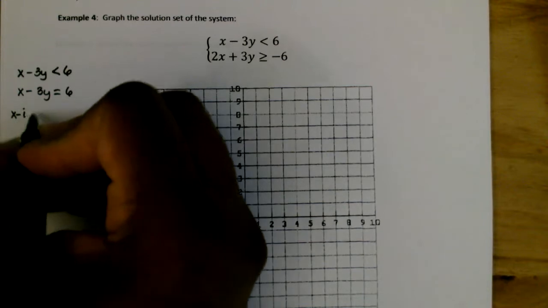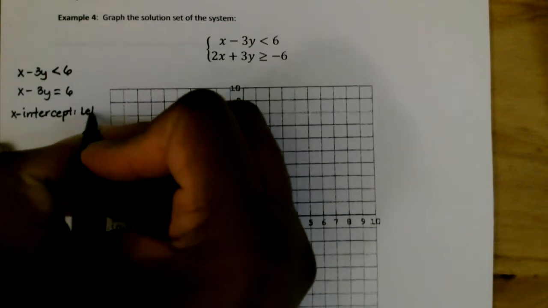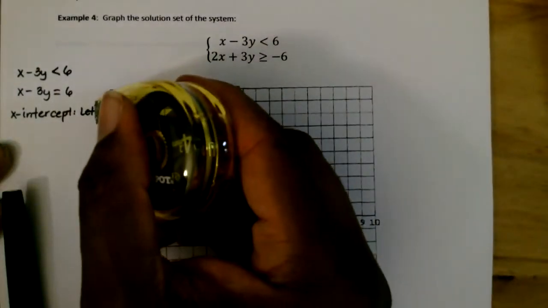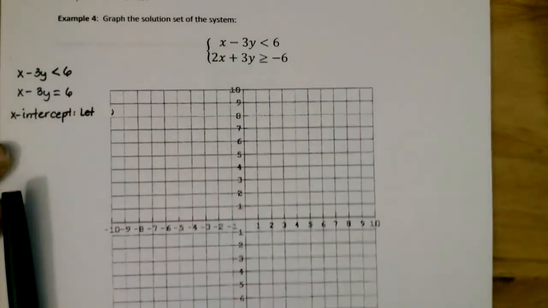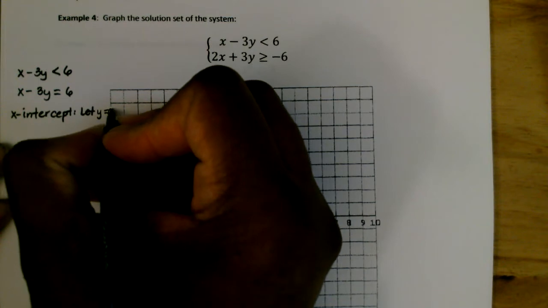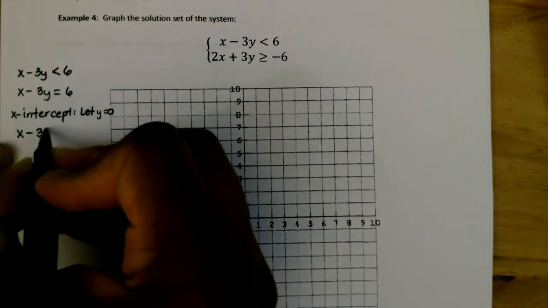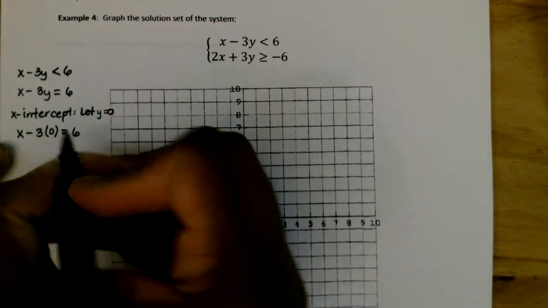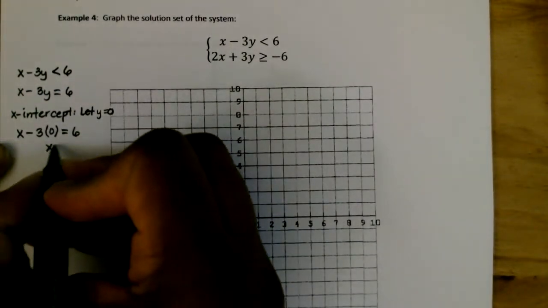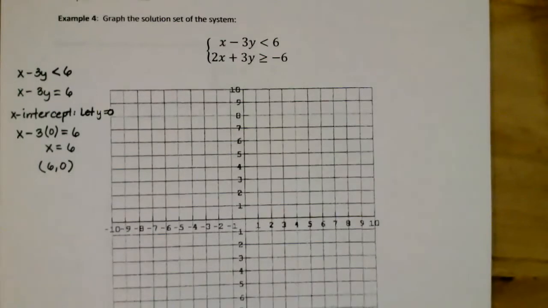So again, to find the x-intercept, you have to let y equal 0 and solve for x. So bring down the x minus 3 times, I'm substituting 0 in for y, that's equal to 6. Well, 3 times 0 is 0, so you're left with just x. And that's x equals 6. So my x-intercept is the ordered pair (6, 0).